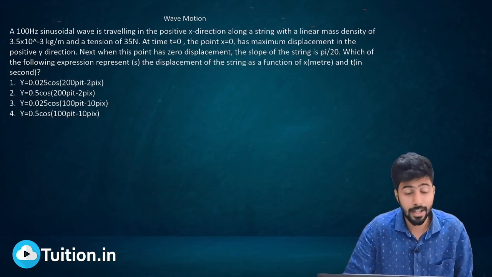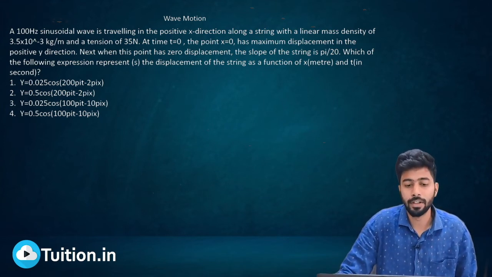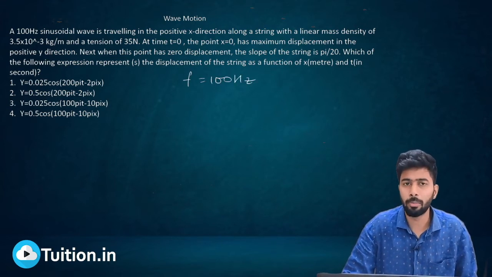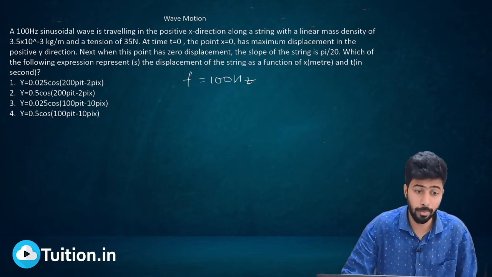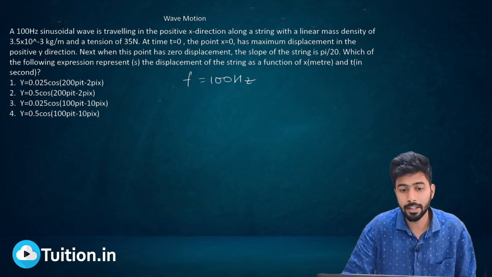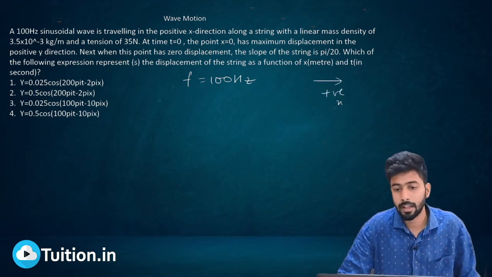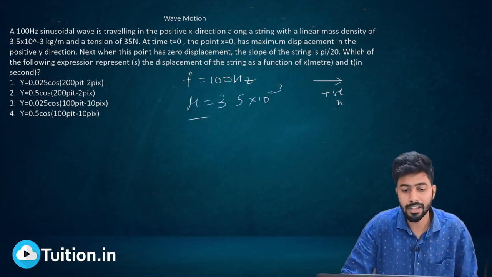The second question goes like this. Seventh question. 100 hertz sinusoidal wave. So frequency of wave is given to you, 100 hertz. So whenever it comes to wave motion, just look at the problem, look at the data and start writing the data. You just have to use one or two equations at max to solve the problem. f equals 100 hertz. It's traveling in the positive x direction. It's having a linear mass density, so μ is given to you. μ is nothing but 3.5 into 10 power minus 3. It has a tension. Tension is also given to you, 35 newtons, right?